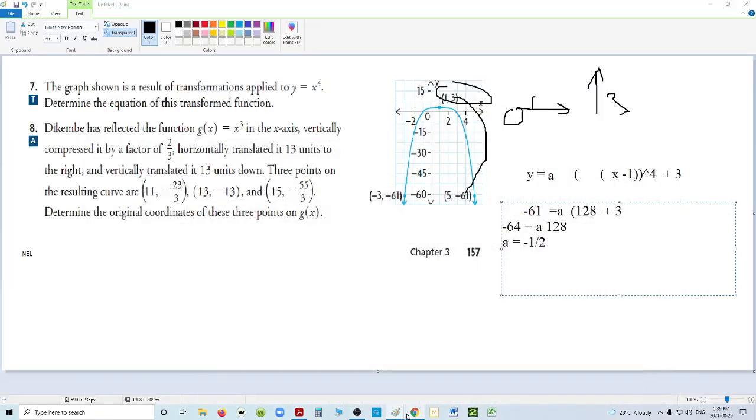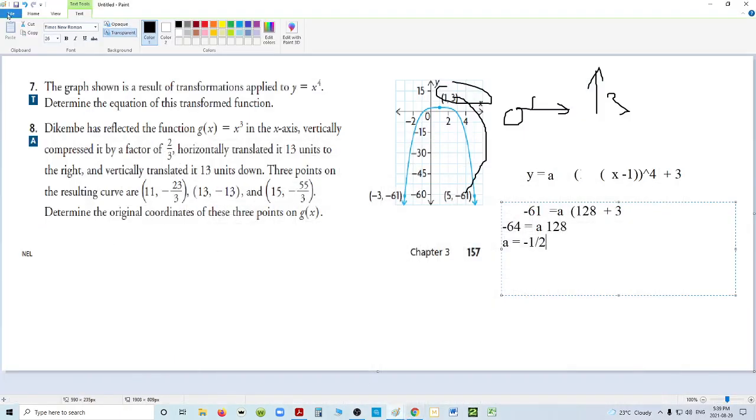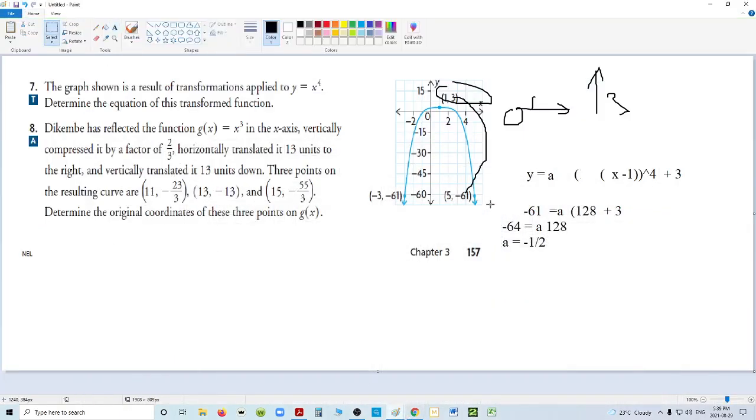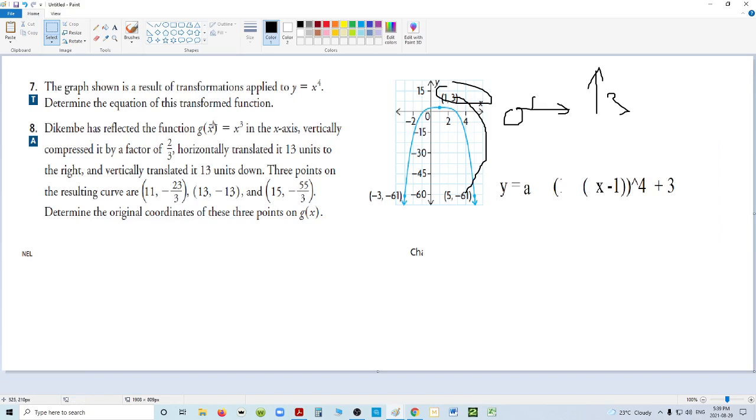But you should get the same value. Let's see if I got it right. So I'll try it again with the calculation, because I probably got the calculation wrong. We're just going to keep this as the base equation. We're not going to put in a k. We're just going to solve for a. So let's try that again.